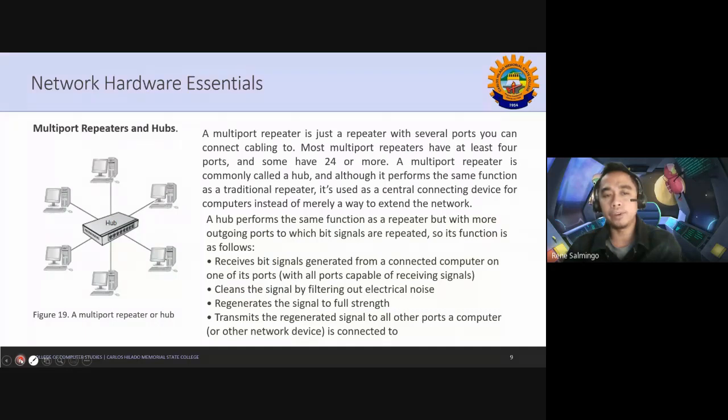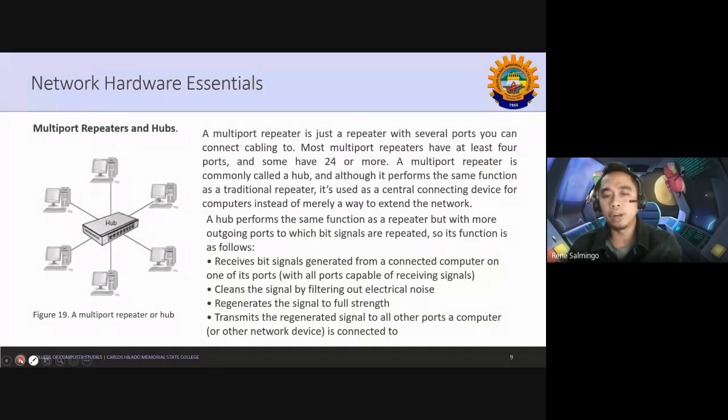Also, we have these multi-port repeaters and hubs. A multi-port repeater is just a repeater with several ports that you could connect cabling to, and most multi-port repeaters have at least 4 ports. As you notice, you have it on your computer. Your home router does have 4 ports for your Ethernet.